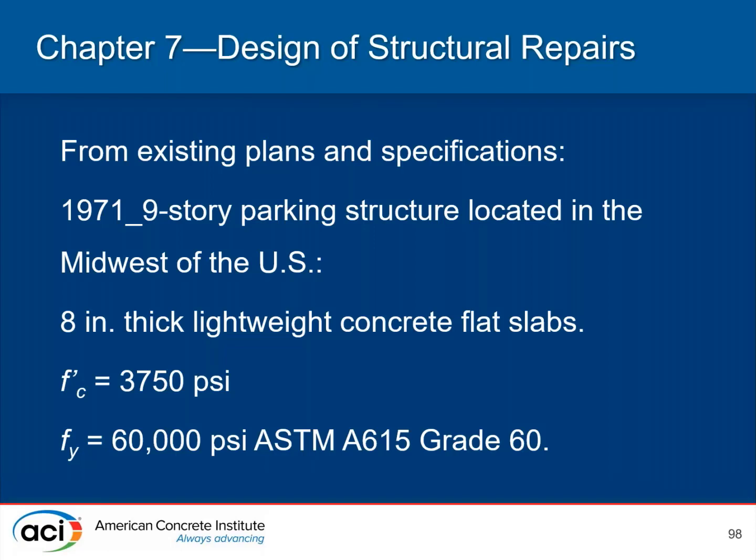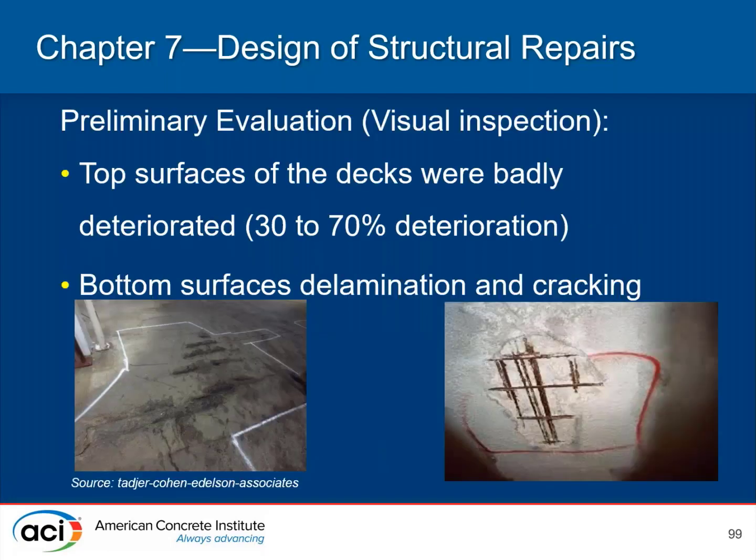So this is a building that was constructed in 1971, a 9-story parking structure located in the Midwest United States that included an 8-inch thick lightweight concrete flat slab. f'c was 3750 psi and 60 ksi yield strength ASTM A615 steel was used. And this is from the existing plans and specifications. And again, it's an appropriate approach in accordance with ACI 562 to use information based on existing plans and specifications if desired by the licensed design professional.